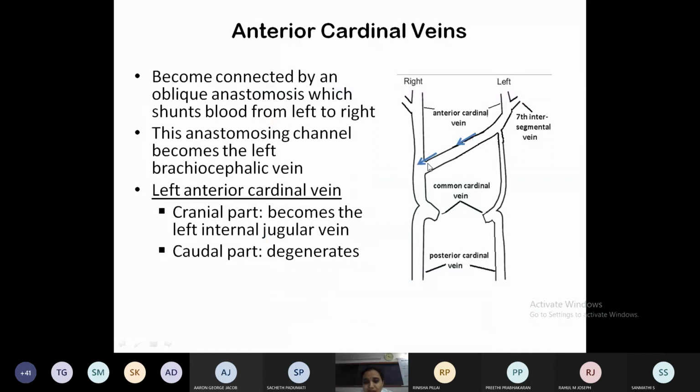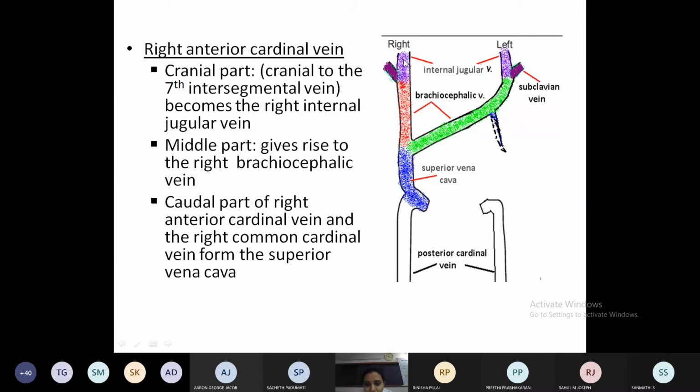there occurs an anastomotic channel between the right and left anterior cardinal veins, which allows the flow of blood from left to right. So the distal part on the left side below the opening of the common cardinal disintegrates. So the left anterior cardinal vein and the anastomotic channel will form the left brachiocephalic vein, and on the right side, the upper part above the anastomotic channel forms the right brachiocephalic vein. Then these two will join and form the superior vena cava.